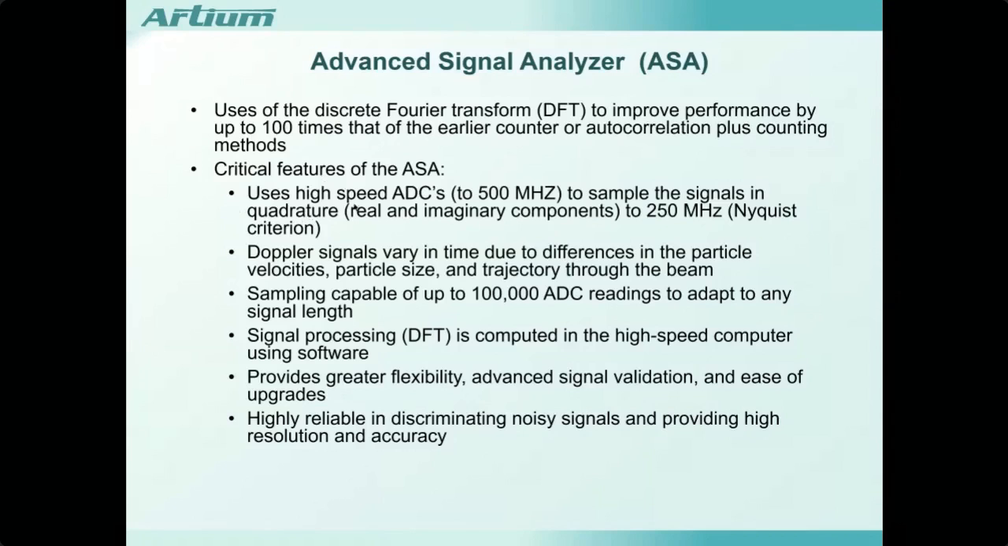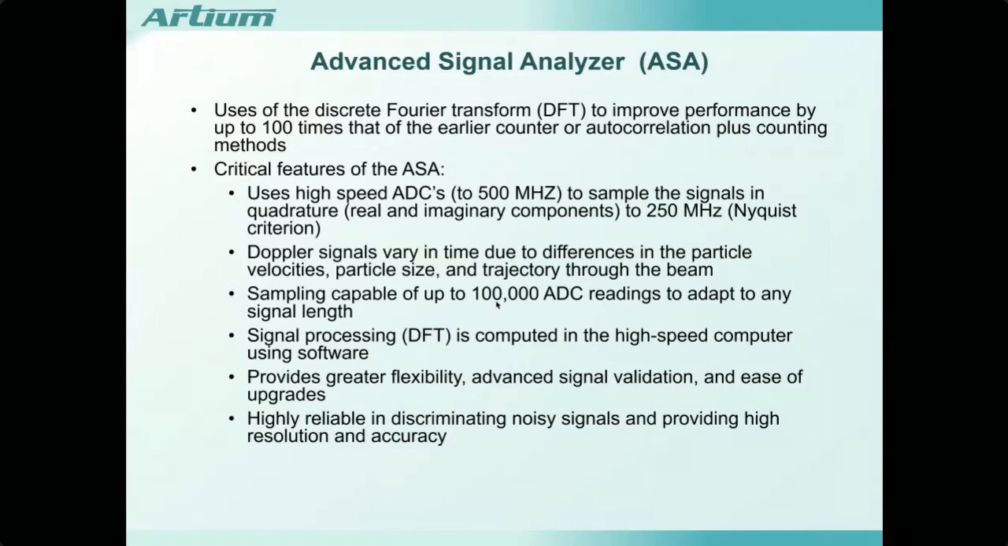Some of the features of the ASA: the high-speed ADCs can sample up to 500 megahertz to record the signals in quadrature, so that's real and imaginary components. The Doppler signals, which we know vary in time due to the differences in particle velocity. Again, at NASA, we had velocities from 0 to 600 meters per second in a separated flow region. So the length of the Doppler signal, the transit time through the probe volume, is going to vary significantly. So we need to record a high number of samples to capture the entire signal for each and every particle passing through the probe volume.